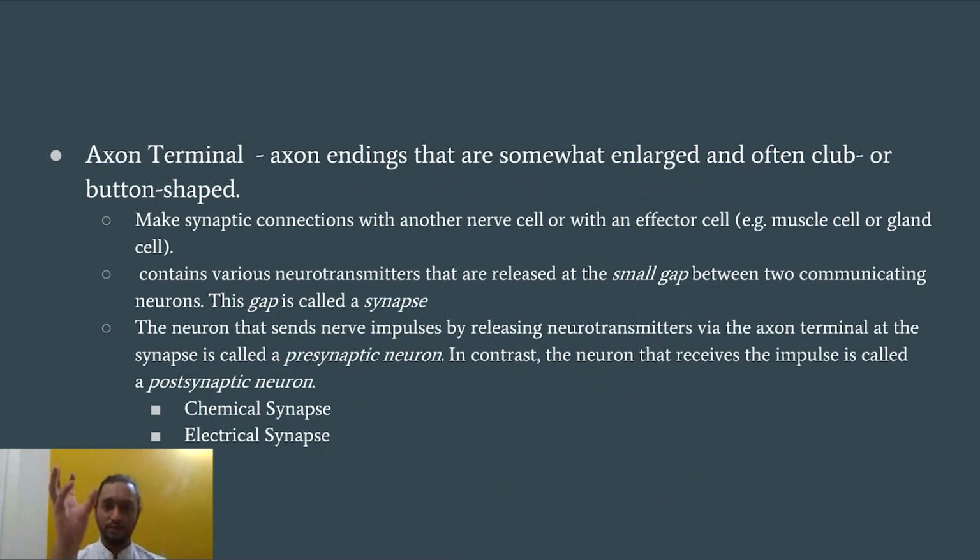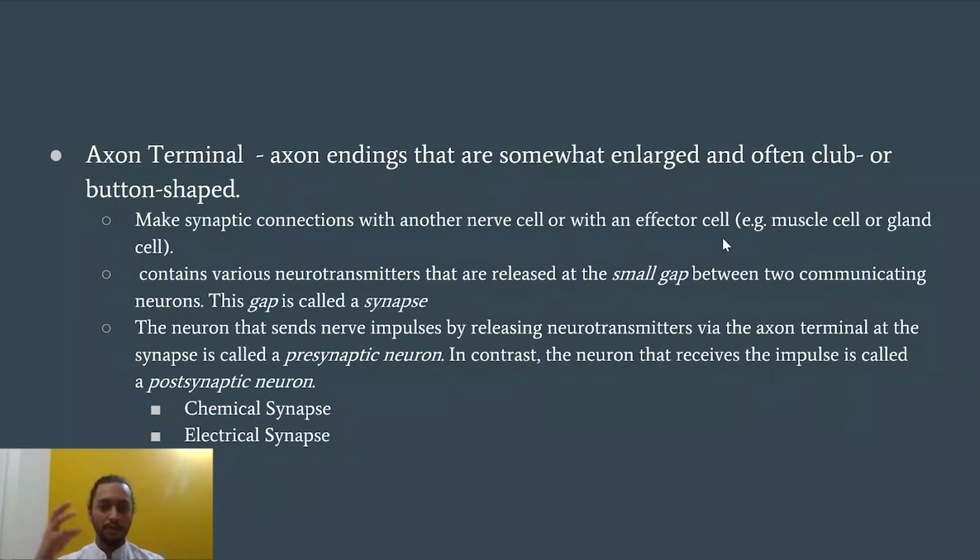It's a button shape, like a button mushroom. Imagine a button mushroom. That's what it looks like. And it has the neurotransmitters within it. So when electrical current passes through the neuron, it stimulates the axon terminals, which release the neurotransmitters into the synapse, right? So they make synaptic connections with another nerve cell or effector cell.